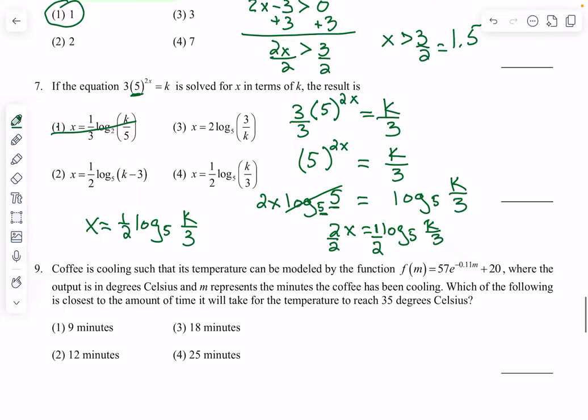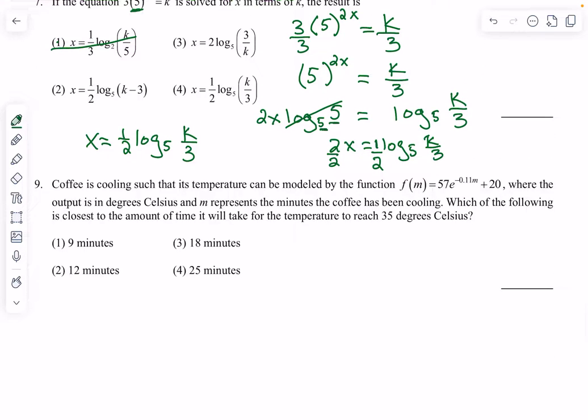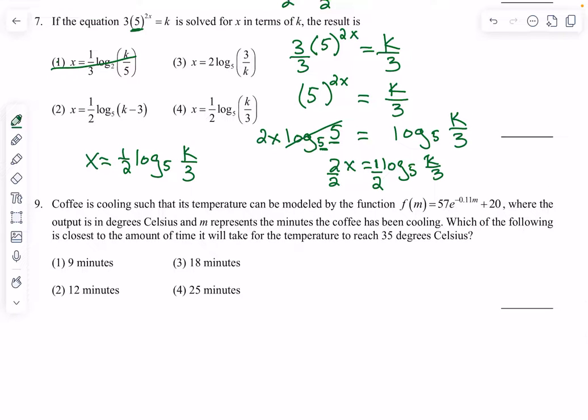Okay, and one more. I think we have one more here. This is a nice one, right? It's coffee, and they want to know M represents the minutes it has been cooling. How long does it take for the temperature to become 35 degrees Celsius? Okay, so if we look at this, we're going to put in 35 degrees Celsius for the temperature. So we're going to say 35 is equal to 57 e to the negative 0.11 m plus 20.